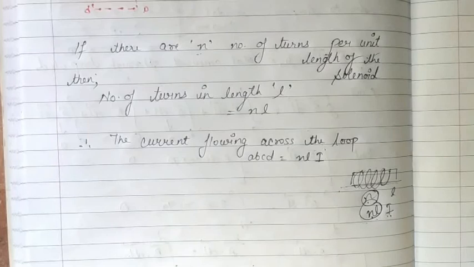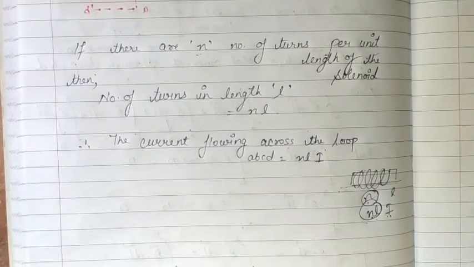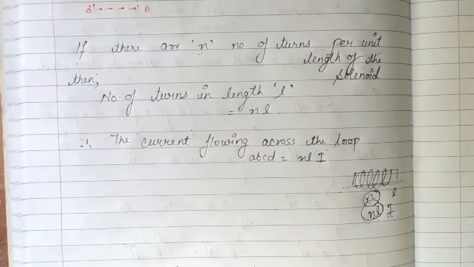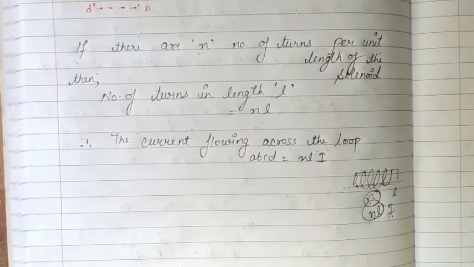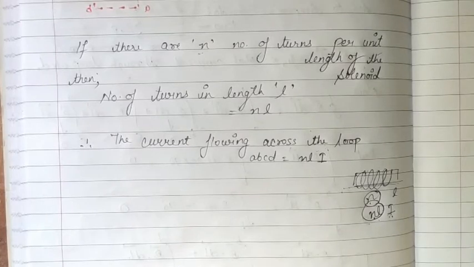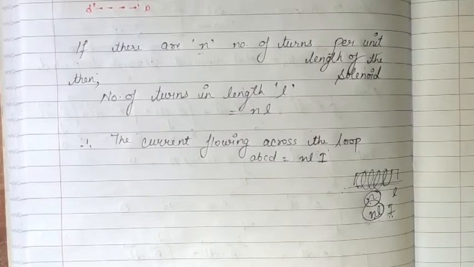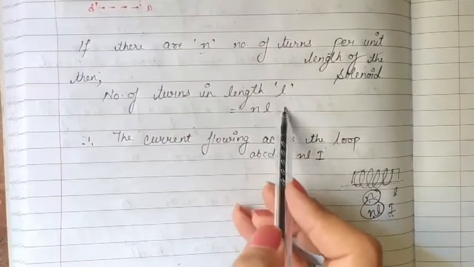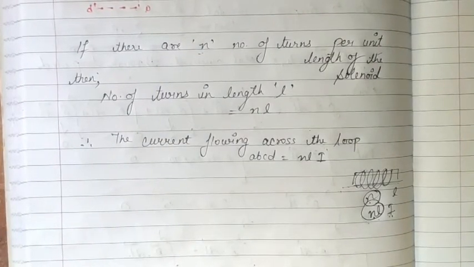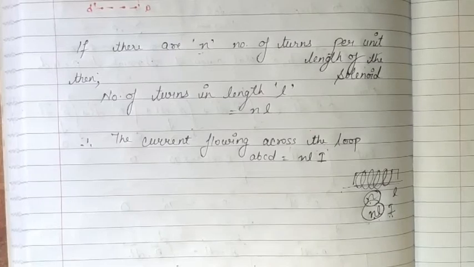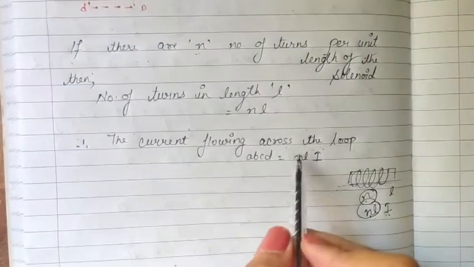The current flowing in the solenoid is I, that means through every turn current I is flowing. Now we have considered a section of length L, and we know that the number of turns per unit length is a small n. So the section that we have considered contains nL number of turns, because n is the number of turns per unit length, and we multiply it by the length L to get the total number of turns present in that length. So the current flowing across the loop through the section that we have considered is nLI.